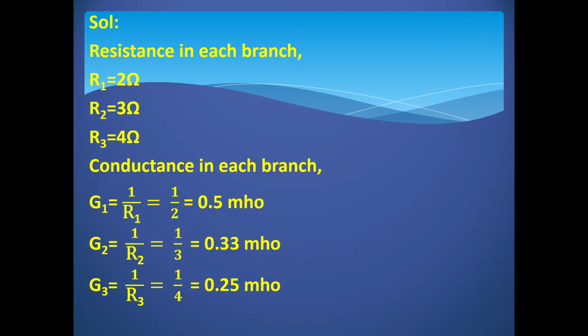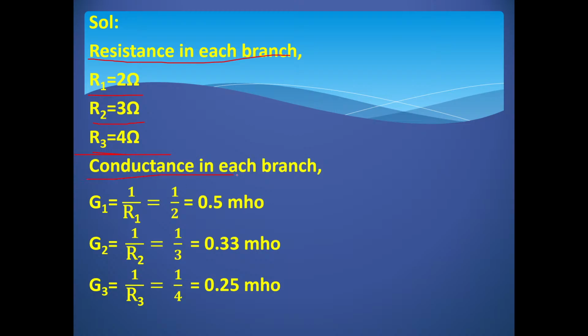First of all, what is the resistance in each branch? Write it down: R1 is 2 ohms, R2 is 3 ohms, R3 is 4 ohms. Let us give the notations. I didn't redraw the circuit here, but I have just given notations: 2 ohms is R1, 3 ohms is R2 and 4 ohms is R3.